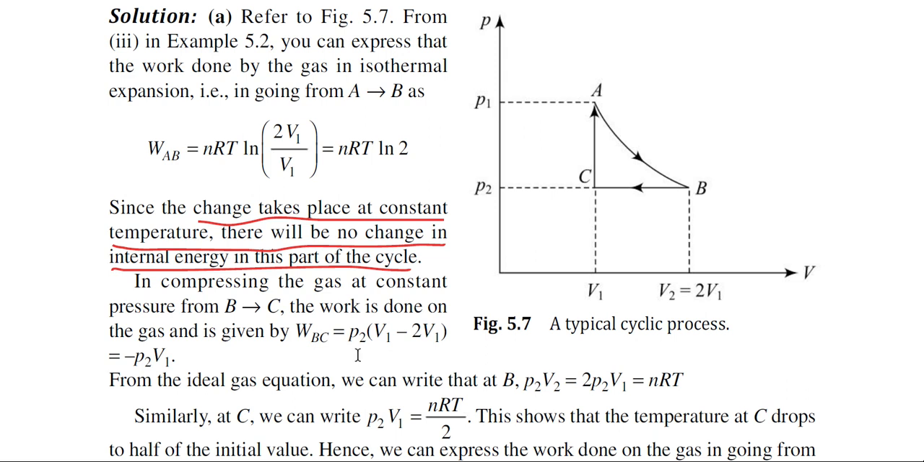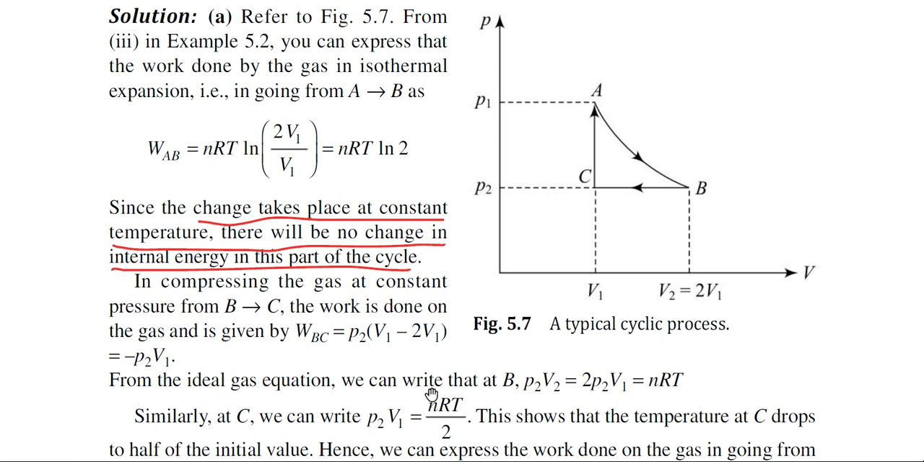So for WBC, the formula of W is equal to P into dV, where dV means change in volume. P is P2 pressure, and dV means final volume minus initial volume. Final volume is V1 and initial volume is 2 V1. So V1 minus 2 V1, that is minus P2 into V1. Why this negative sign? Because this is compression, so work is done on the gas.